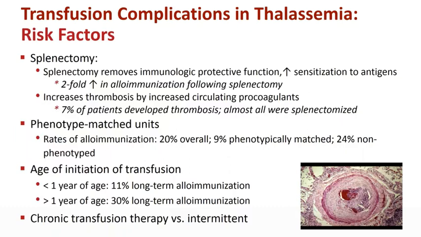Clearly, the risk of alloimmunization and transfusion complications correlate with the number of units exposed, and the rates are higher over time in those on chronic transfusion.